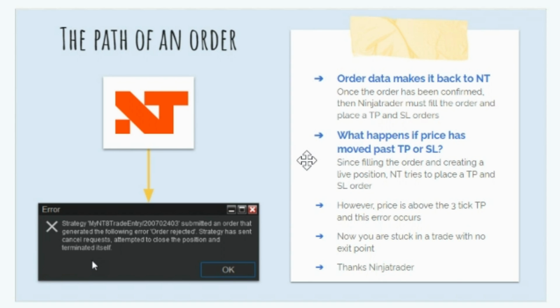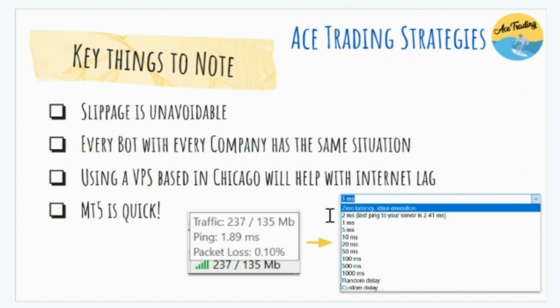Okay, we are in the initial stage 1 of getting used to the bots and learning how to backtest and all this, and how to use the bots to begin with. Ace Trading isn't all about giving you all the bots at once to confuse you. We want to give you a number of bots to start with and then slowly roll out more bots. But a key thing to note: slippage is unavoidable. Every bot with every company has the same situation. You're not going to find that's just our problem, it's everyone's.